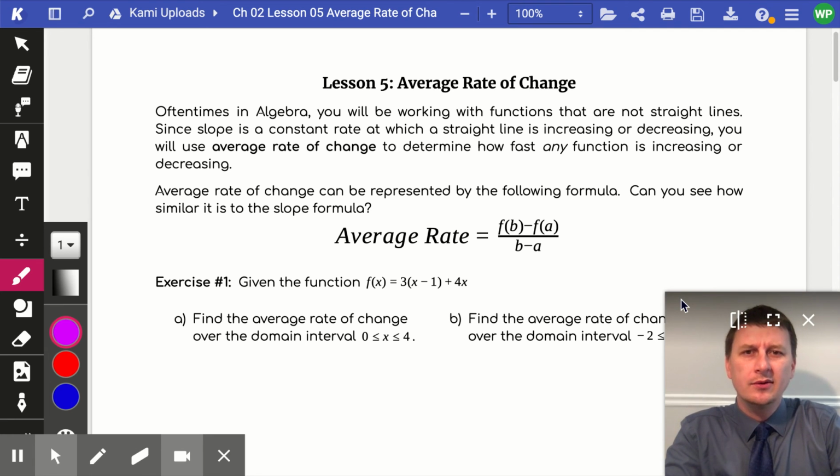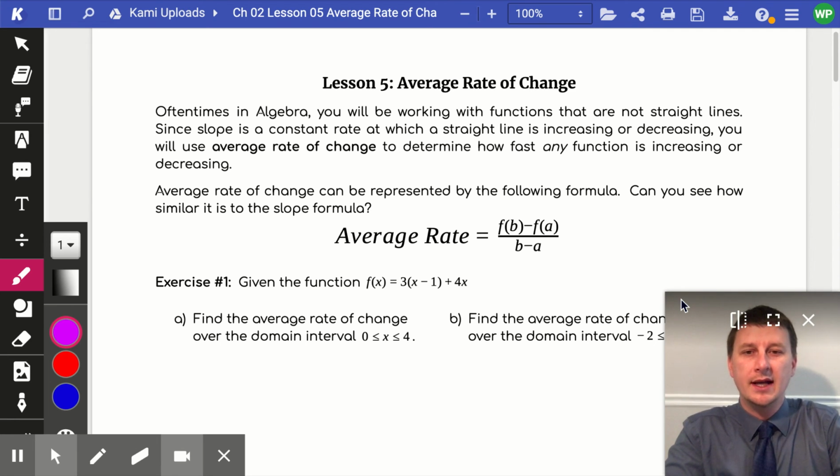In this video, we're going to be looking at something new called average rate of change. But when I say new, I don't really mean all that new. Yes, the words might seem new to you, but you've already seen this topic if you've dealt with slope. Average rate of change is another way of saying slope, in some senses.